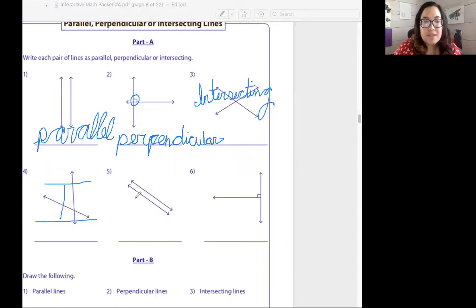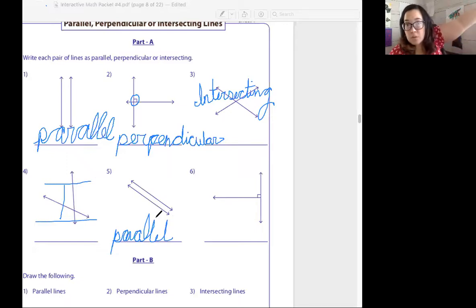What do we think 5 is? Parallel. I'm gonna write parallel now. It has two lines, and it looks like they are never going to touch. So they are parallel. Great job. But they go on and on and on for the rest of the world, all across everywhere. It looks like they're probably never going to touch.